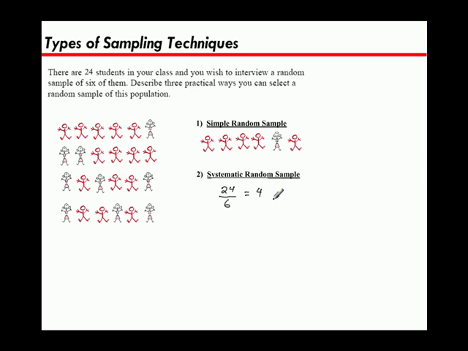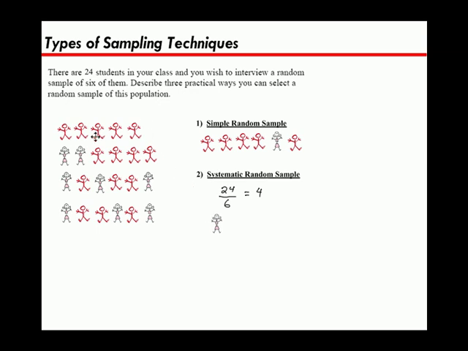And what this means is I select every 4th person in the rows. Now I just have to figure out a place to start randomly. So I could just roll a dice, and let's say it comes up at 2. That means I'm going to start right here and count to 4. 1, 2, 3, 4. And I choose this person first. So she will be interviewed.